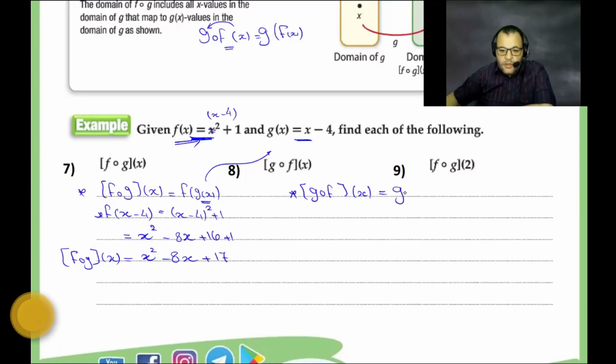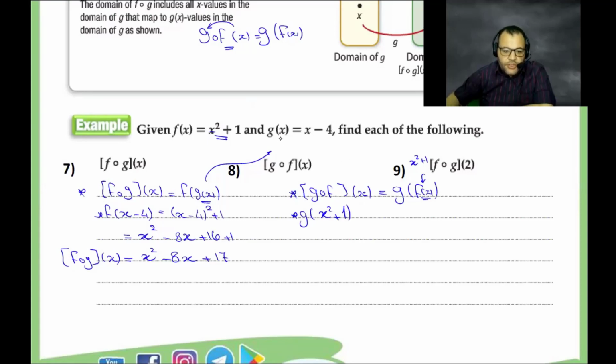So the second one, we need to find g composite f of x, which equals g of f of x. I will just remove f of x and put its value. What is the value of the function f of x? It equals x power 2 plus 1. So I will replace it here with x power 2 plus 1. So I need to find the value of the function g of x power 2 plus 1. It means at the function g of x, I will replace each x with x power 2 plus 1.